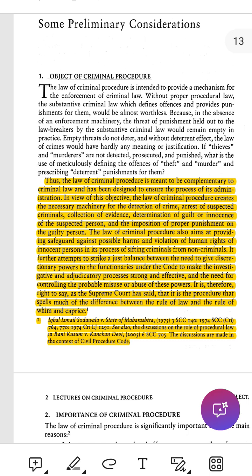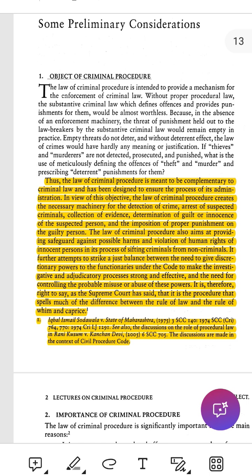5. Rule of law versus rule of whim. The Supreme Court has said that criminal procedure is important because it makes the difference between the rule of law and the rule of whim. The rule of law means that everything happens according to rules. There is order and fairness. The rule of whim means things happen randomly or based on what someone feels like doing, without following rules. This leads to chaos and unfairness.